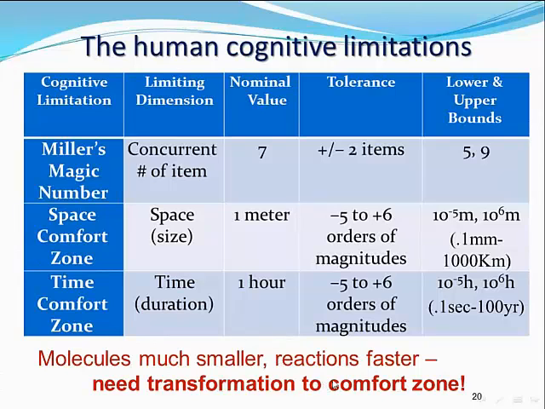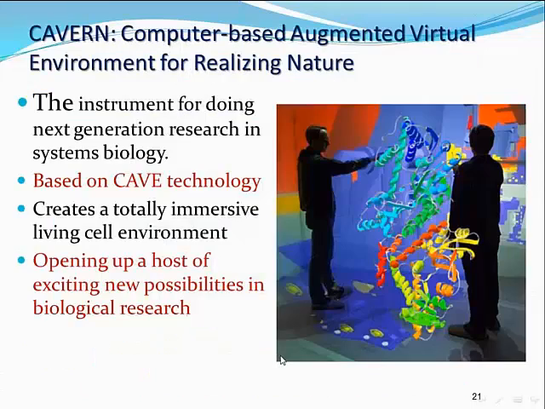And like I said, molecules are much smaller and the reactions are faster, so we need to transform them to the comfort zone. So COVERN is an acronym for Computer-Based Augmented Virtual Environment for Realizing Nature, and it's an instrument for doing next-generation research in systems biology. It's based on cave technology and creates a totally immersive living cell environment. It opens up a host of exciting new possibilities in biological research. So this is how I envision it.